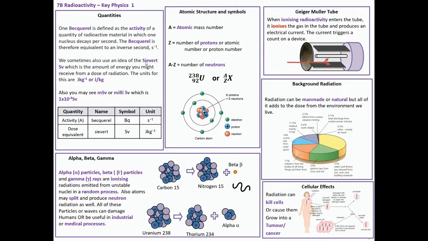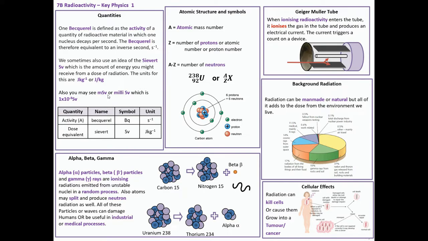We sometimes use the idea as well of the sievert. Sievert's the amount of energy you might receive from a dose of radiation. And the units for that are joules per kilogram. So it's imagining if your body received so many becquerels of radiation, you could convert that to how many joules you've received per kilogram, which is a good comparison because everyone's a different size. So that tells you really how much energy that you've received, which is often used in industry.